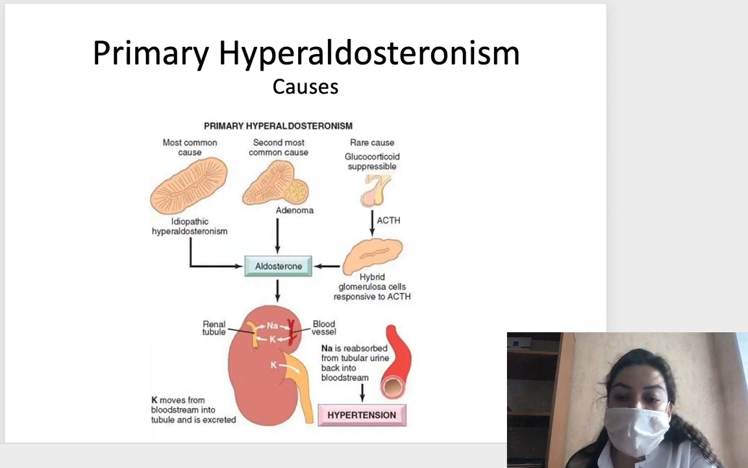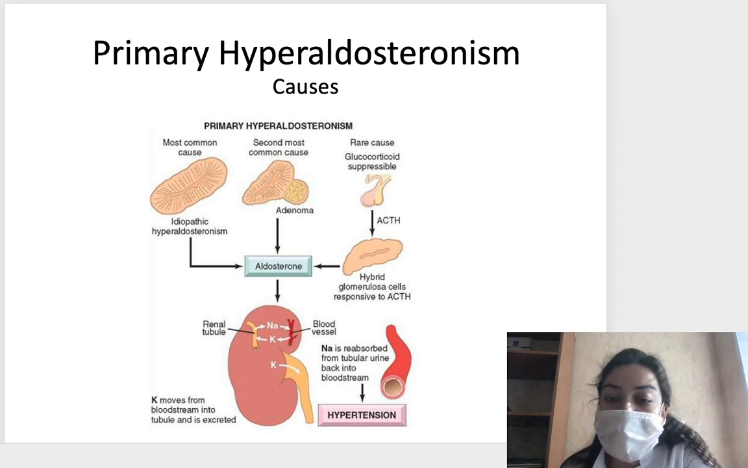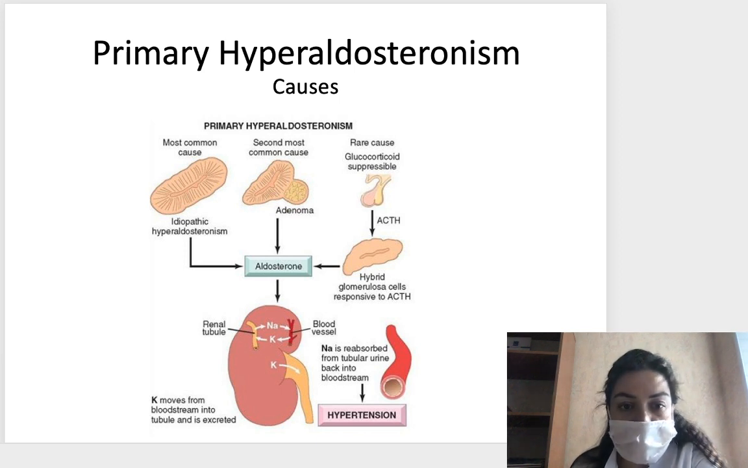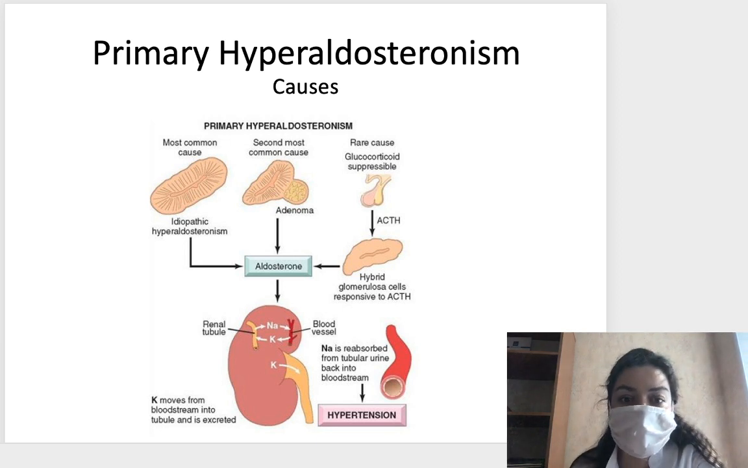Okay, primary hyperaldosteronism, the next disorder for today. It is an abnormally high level of aldosterone. What causes can lead to this syndrome? The most common cause is idiopathic hyperaldosteronism. It means that in most cases we don't know why we see this syndrome in a patient and we can't find any significant cause. The second most common cause is a visible adenoma that produces aldosterone.